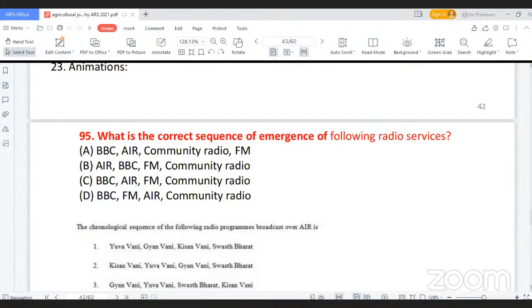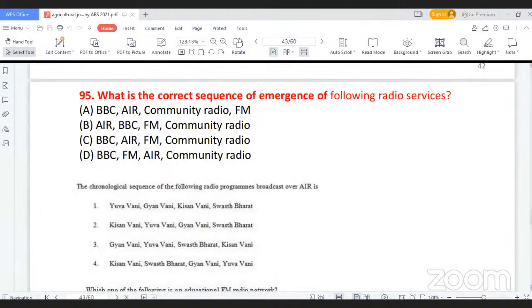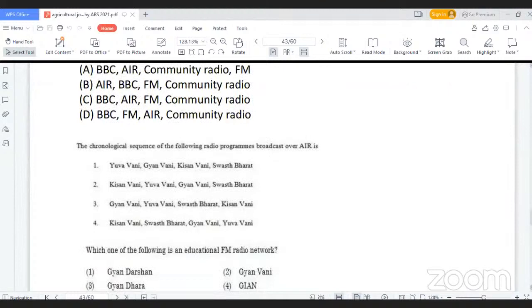If you're preparing for your MPSC or UPSC or anything, or also for your NET, you may listen to the BBC news. BBC news is most important. Then All India Radio. The answer is C: BBC, British Broadcasting Corporation, All India Radio, FM and Community Radio. The chronological sequence of the following radio programs broadcast over All India Radio, your first programs were known.